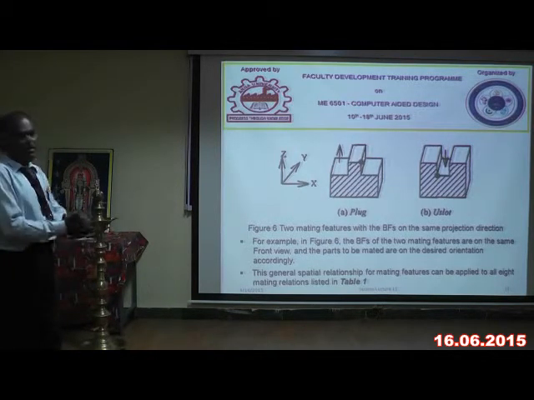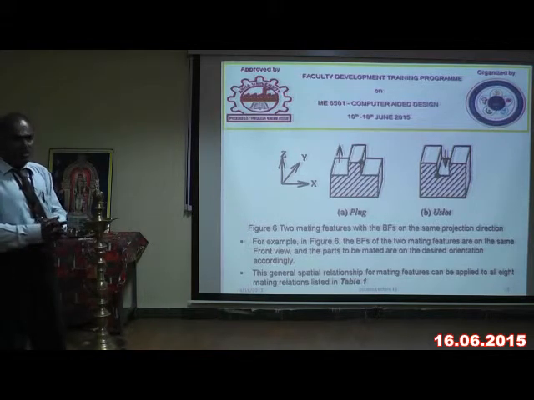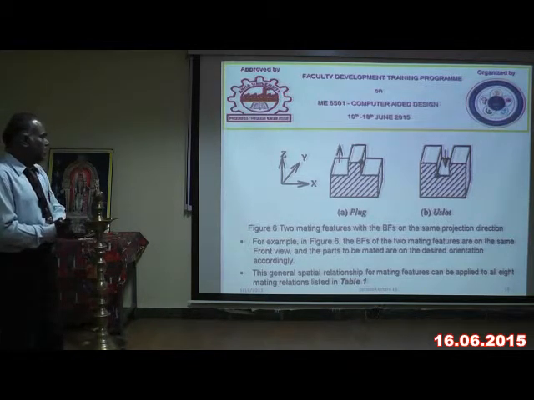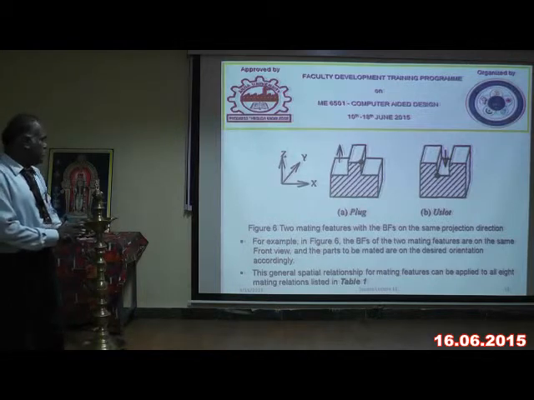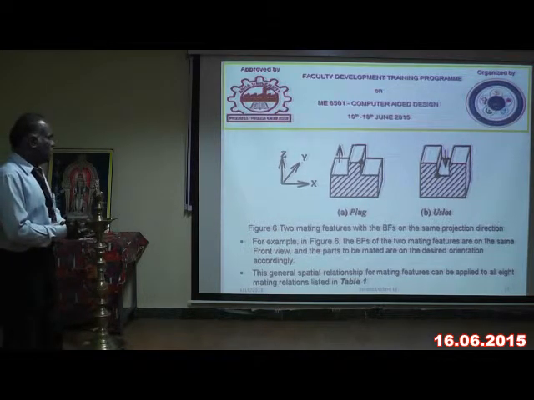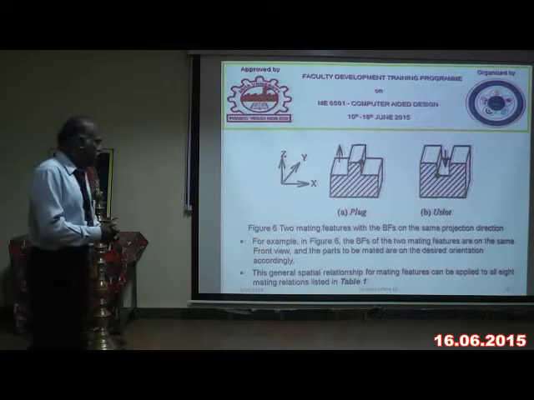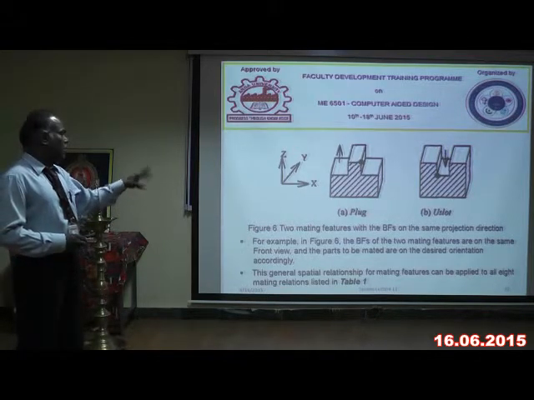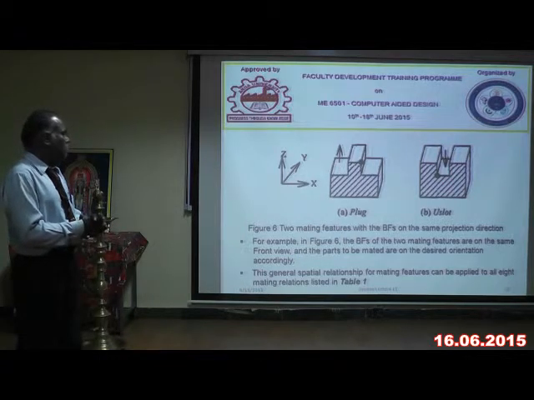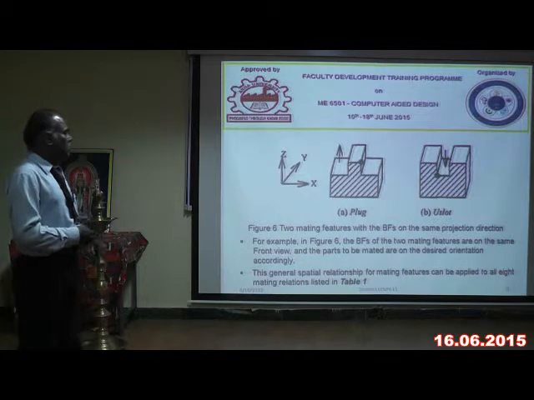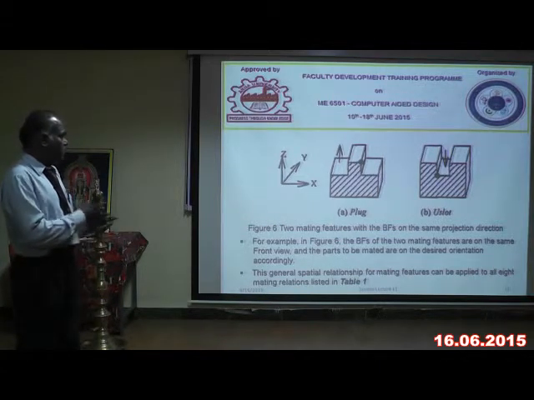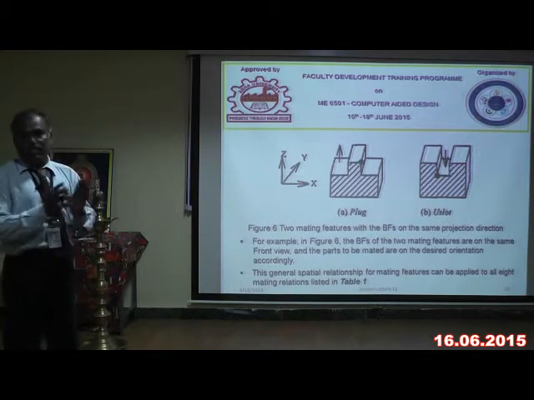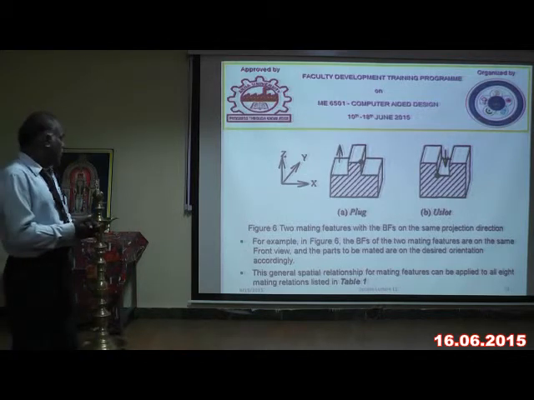Here the simple diagram denotes the blade and rod assemblies. The two mating features with the boundary phase are in the same projection direction. Here we are showing the front view. The three dimension slice line denotes the front space, the front view of the object.